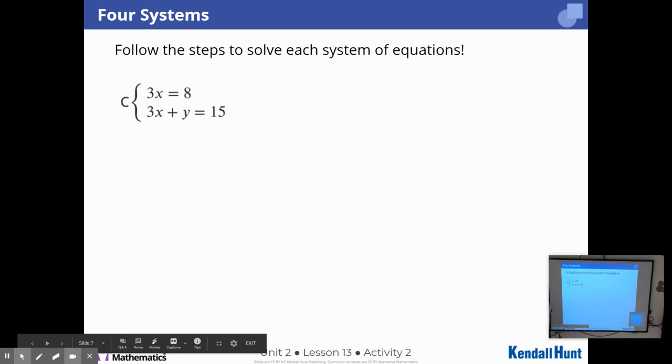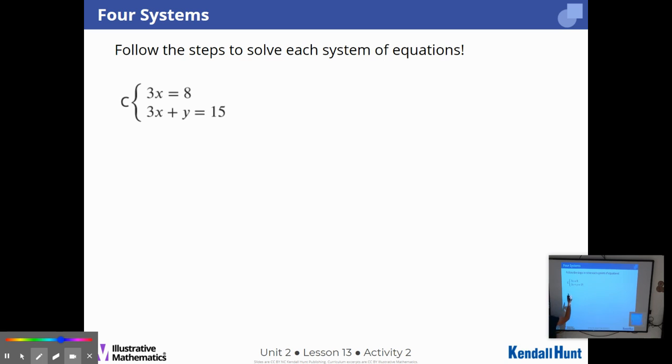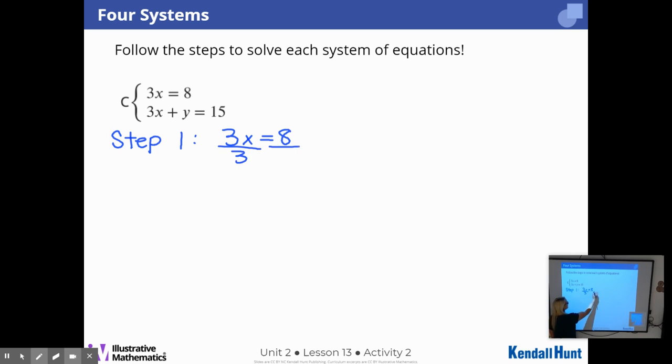All right, go ahead and try C. So step 1 here is a little different. See if you can figure out step 1. All right, step 1, we have to isolate a variable. So we have 3x plus 8. Not 3x plus 8, 3x minus 8. Oops, there's the whole thing. Try that again. 3x equals 8. There we go. So I need to get x by itself. So I'm going to divide both sides by 3. So x equals 8/3.